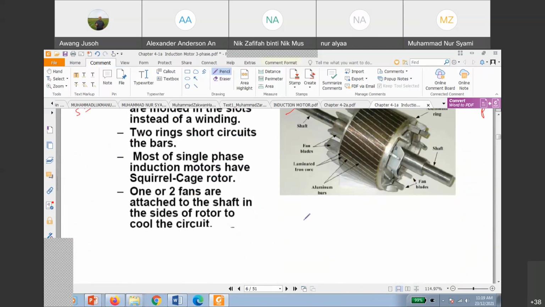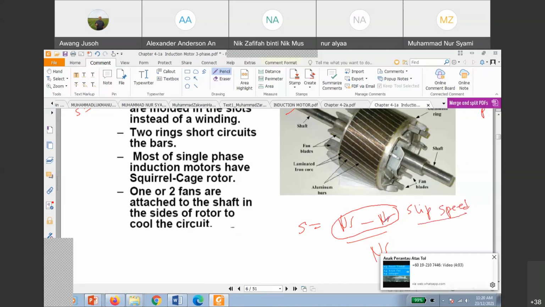Slip equals Ns minus Nr divided by Ns. So slip has no unit. Remember, slip is a per unit or percentage value. The difference between Ns and Nr, we call it the slip speed. That is the name for it. The slip speed is the difference between Ns minus Nr.